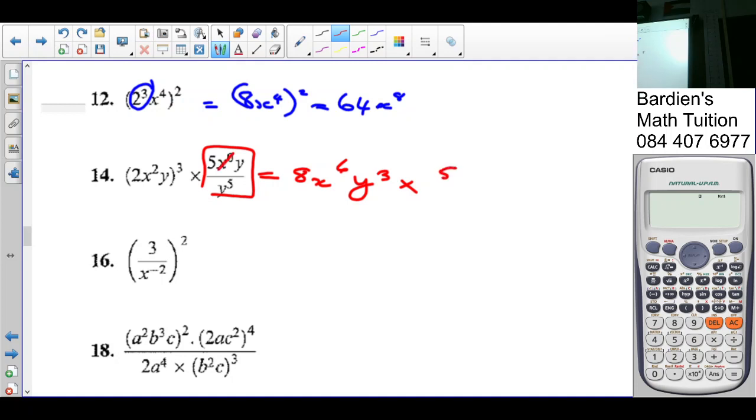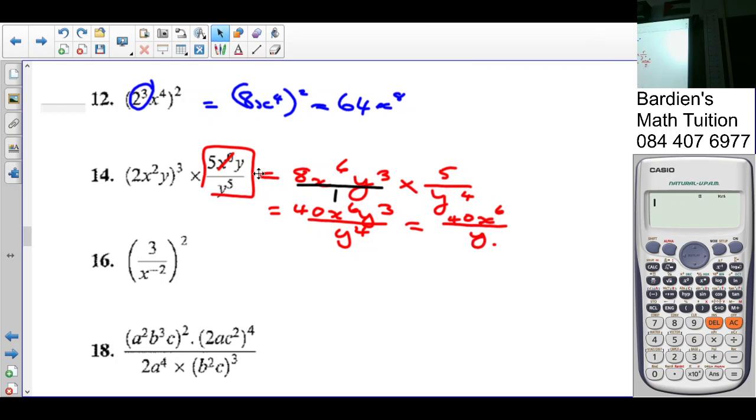Where's the more y's? Bottom. Over y. So naturally this is over 1. Not so? Yes, sir. I can simplify the y's if I like, but I'm just going to simply multiply it first. So 8 times 5 is 40. X to the 6, y cubed over y to the 4. So where is there more y's, on top or at the bottom? Bottom, so it's going to remain 40. X to the 6 over 1. Y to the 1 is just 1. Any confusion there?